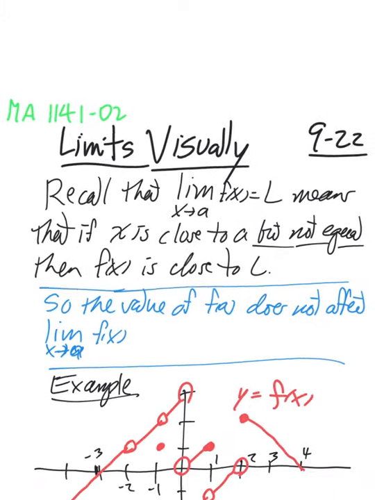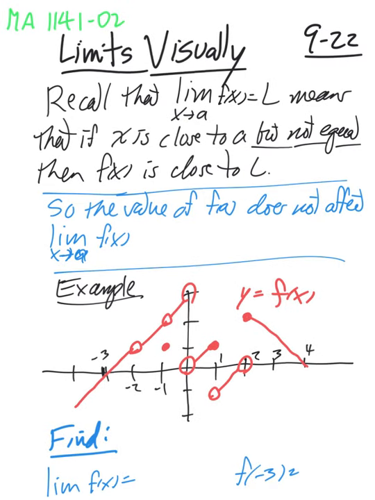Okay, I want to talk to you today about doing limits visually. So I want to remind you that when we say the limit as x approaches a of f of x is L, that means that if x is close to a but not equal to a, then f of x is close to L. Okay? So that's the key fact here we really need: the value of f of a does not affect the limit of f of x as x approaches a. All right, so let's see what this looks like.